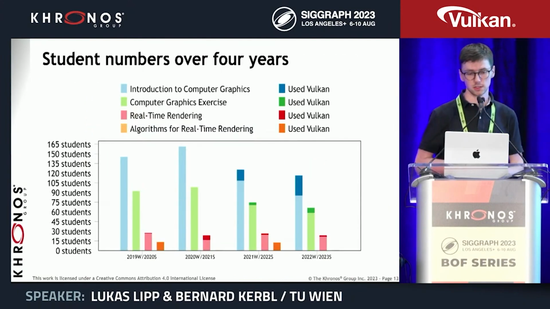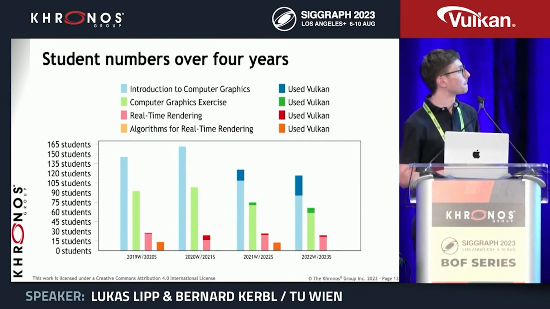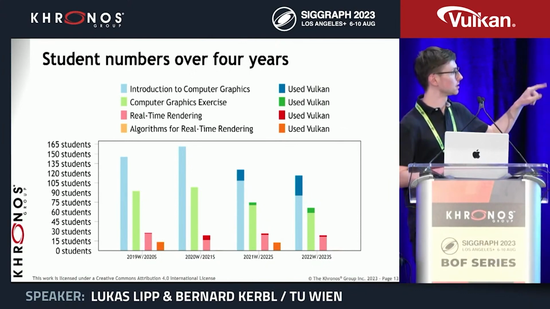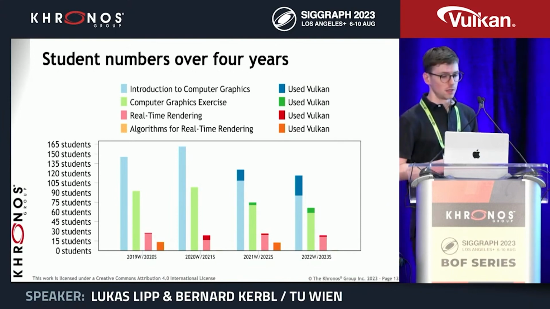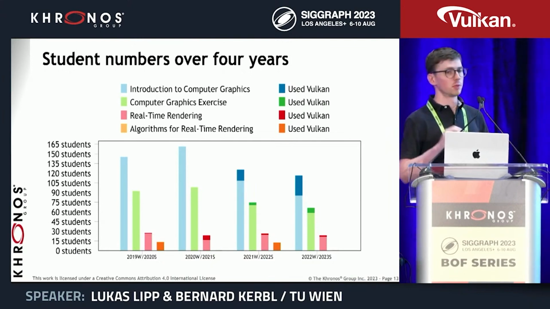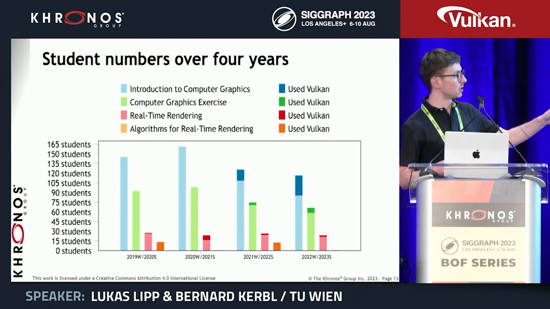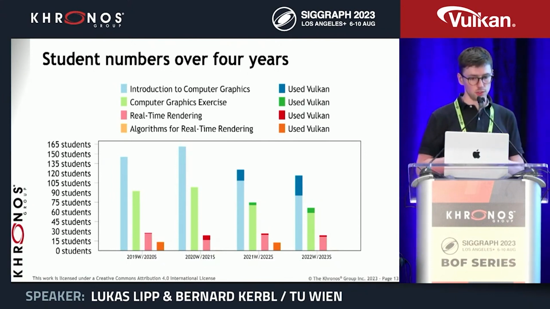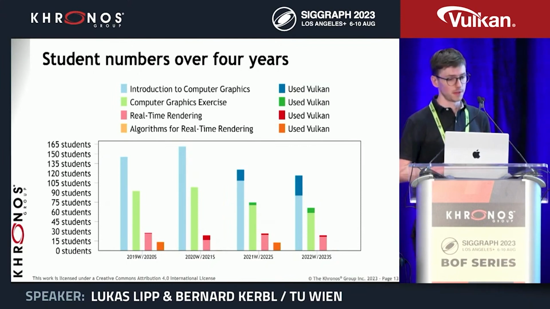So here is another statistic about the number of students over the years. The algorithms for real-time rendering lecture is only offered every 2 years, so that's why it's missing in some of these plots. As you can see, the real-time rendering is the project-based lecture where students need to develop a game and choose their API independently. So even before we started doing Vulkan at our university, there were already some students trying Vulkan during these courses. And then in 2021, we started to offer this Vulkan path. And as you can see, 1 year later, we doubled the number of Vulkan students.